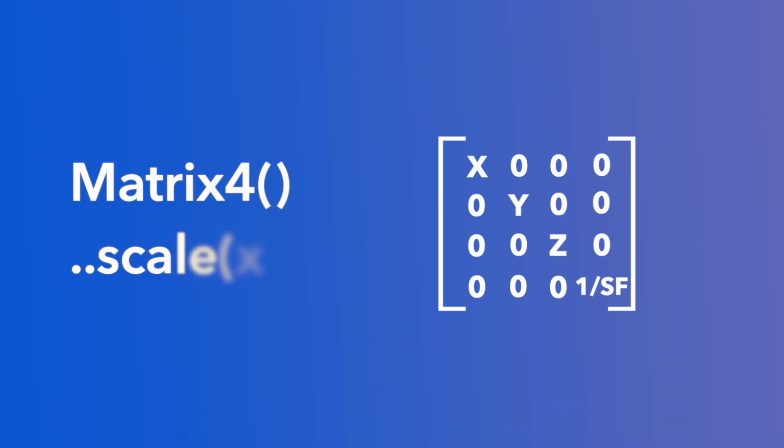In a 4x4 matrix, scale values for each axis are defined across the diagonal. However, the fourth value on the diagonal can also define the reciprocal of the scale factor for all axes. The Matrix4 class has a scale method which can set the appropriate values as well.